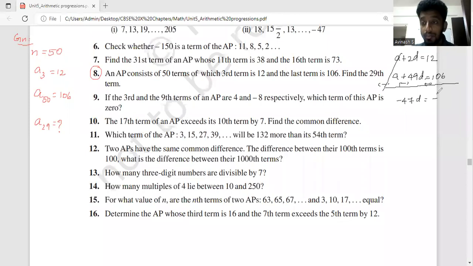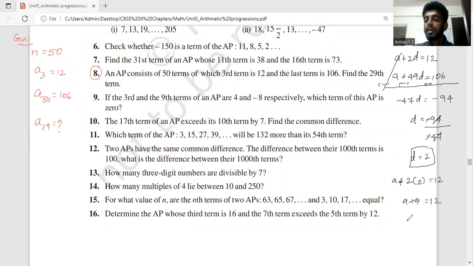And here upon subtraction, we will be getting 94. Then D becomes minus 94 by minus 47. So minus and minus will get cancelled. 47 2 times is 94. So this is the value of the common difference, and we substitute in either of the equations. I'm taking the first equation and substituting D as 2 in the place of D, and you will be getting A plus 4 is equal to 12, and A is equal to 12 minus 4, which is 8.